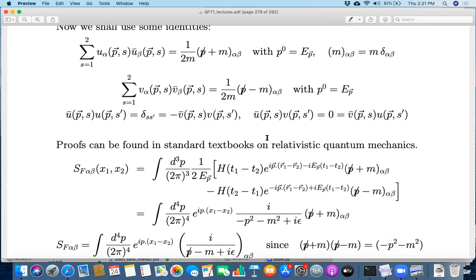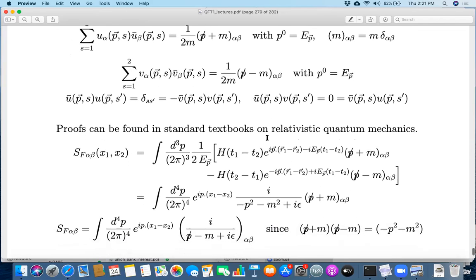Okay, are there questions or comments? Okay, so now the claim is that this is given by this. This analysis is in fact more or less identical to the case of Klein-Gordon theory. There, of course, you didn't have all these (p slash plus M) alpha beta terms. We had a theta of t1 minus t2 of this, and then theta of t2 minus t1 times an appropriate exponent. Here the only difference is this extra term.